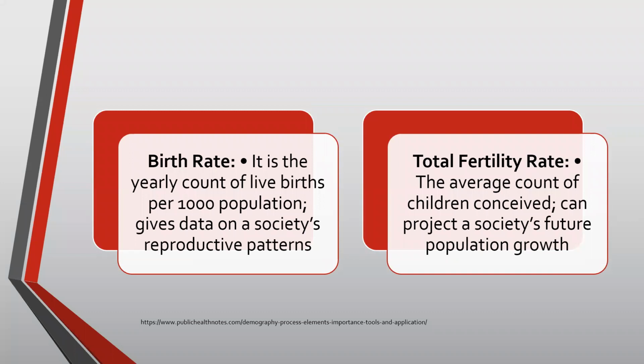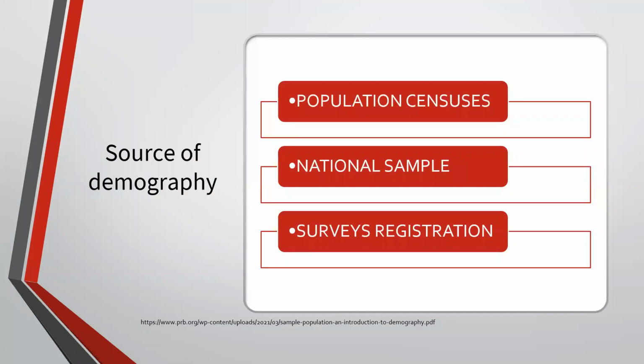Similarly, the birth rate is the yearly count of the live births per thousand population and gives data on the society's reproductive patterns, where the total fertility rate is the average count of children conceived and can project society's future population growth determined by the population momentum.